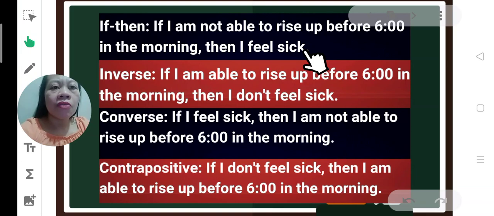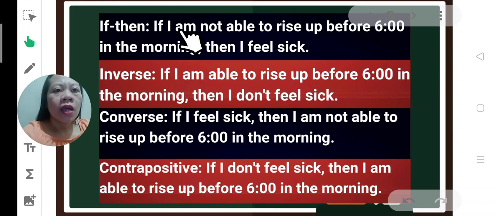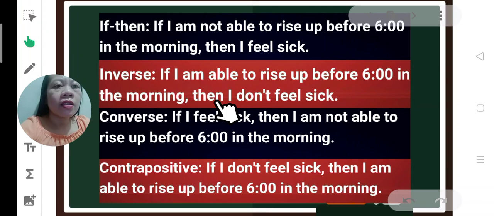So to give the inverse form, we are going to give the opposite of the hypothesis. The hypothesis starts with "I am not able." So the opposite of "not able" is "able." So that becomes, if I am able to rise up before 6 o'clock in the morning. And then for the conclusion, which is "I feel sick," this becomes "I don't feel sick." So the inverse is, if I am able to rise up before 6 o'clock in the morning, then I don't feel sick.